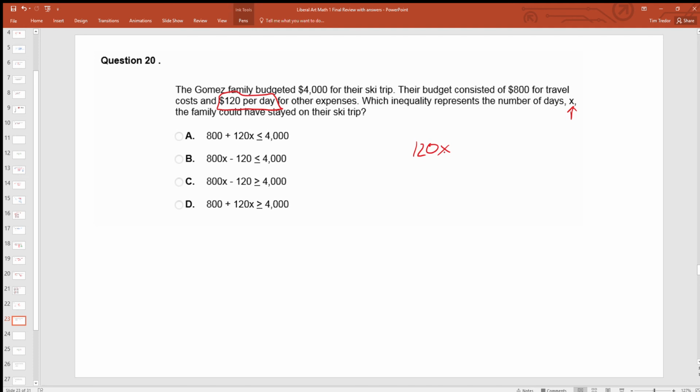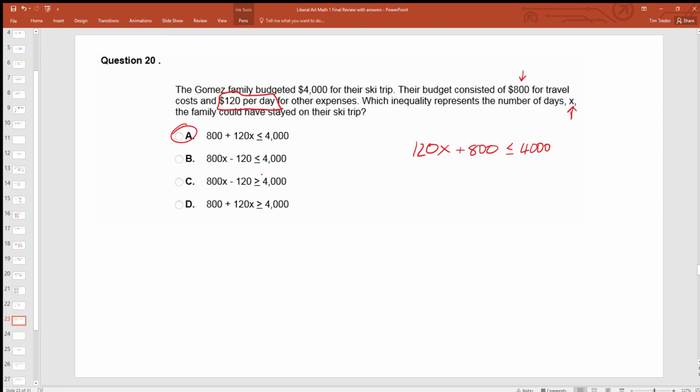So every day they stay, you're going to multiply by 120, and then add $800 because that was the travel expense. That doesn't change, so there's no variable attached to it. And we want this to be less than or equal to 4,000. And that is going to be the same as A.